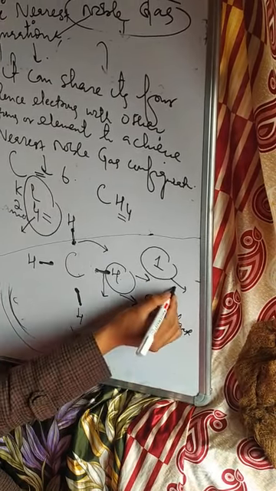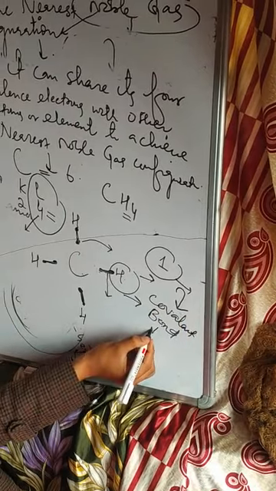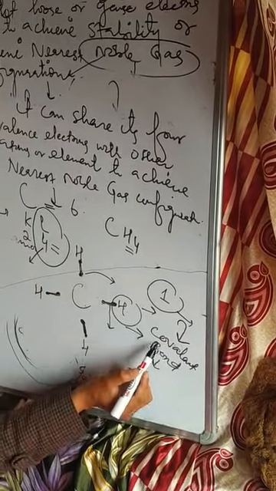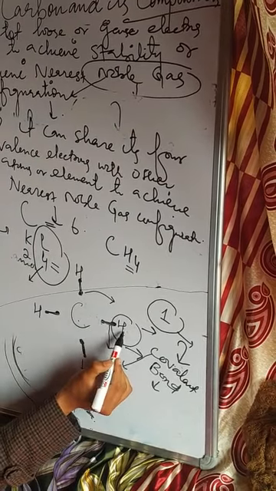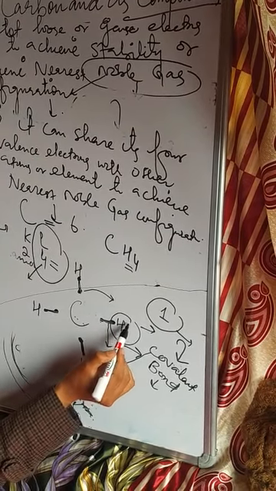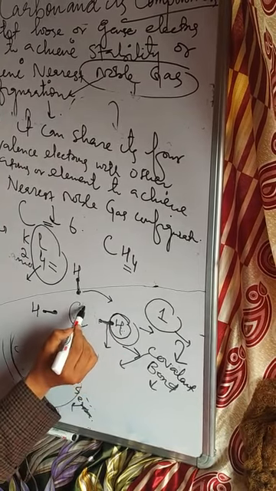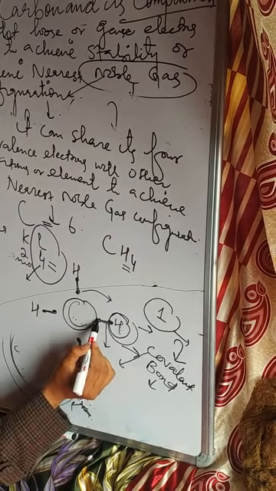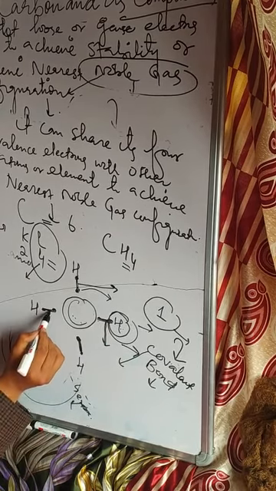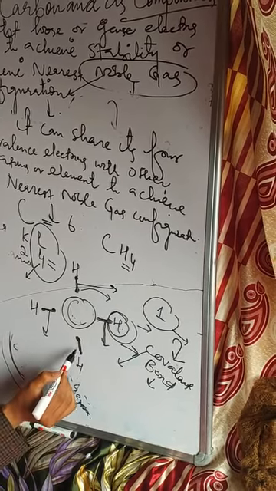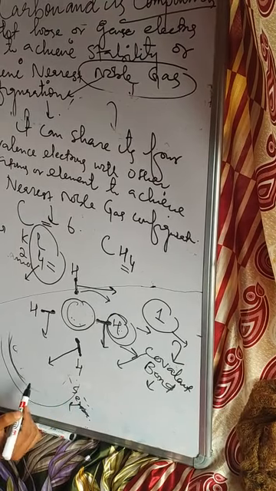Now the question arises, what is a covalent bond? A covalent bond is the bond formed between two atoms by sharing of electrons. Hydrogen provides 1 electron and carbon provides 1 electron, and this bond is called a covalent bond. This bond is also called a covalent bond, and this one too, and this one also.